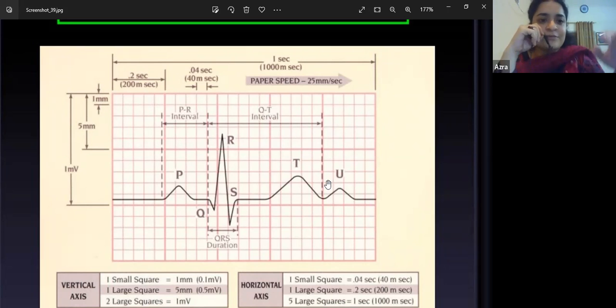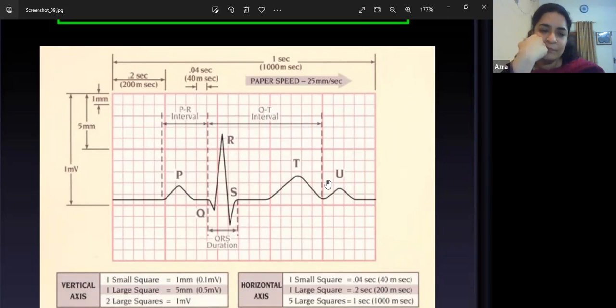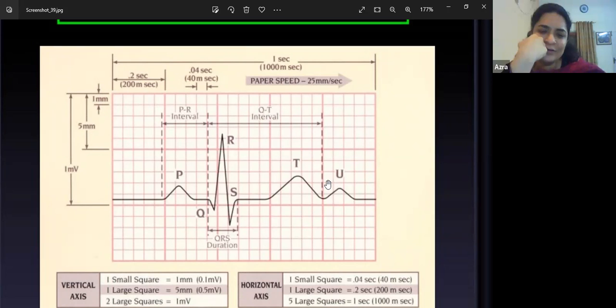So this one is the starting, like Q, P, R. Can we understand the paper speed to see the voltage on the ECG paper? Voltage, yes.